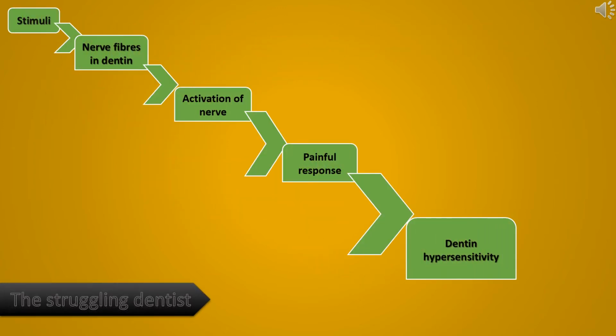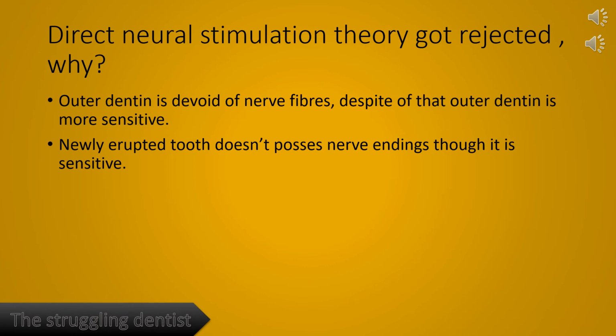Now coming to the mechanism. What happens? Mechanical, chemical, osmotic stimuli come in contact with dentin or pulp, which causes a direct stimulation of nerve fibers in dentin or pulp. Because of the activation of nerve fibers in dentin or pulp, there occurs a painful response which leads to dentin hypersensitivity. But this theory got rejected.